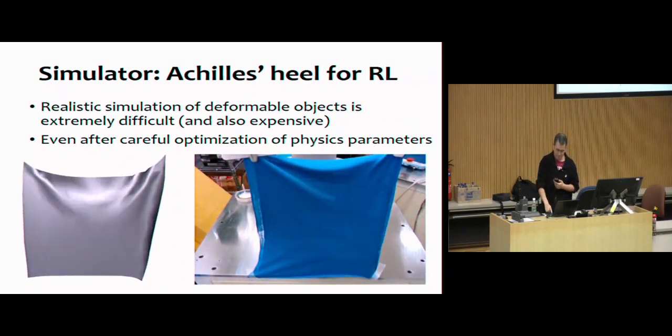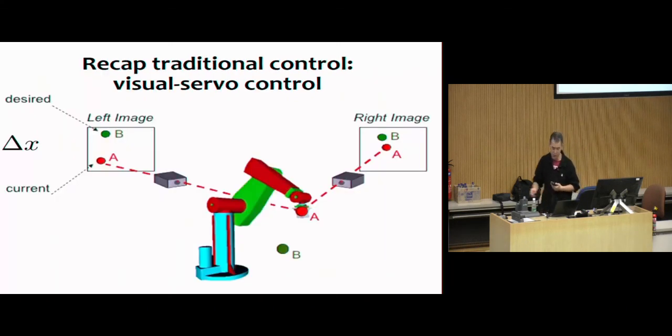Okay. So in order to avoid all these difficulties, what we are going to do is that we finally decide to use the traditional control, and in particular, the visual servo control. Okay, the idea is very simple. The robot observes some images while it goes. So for example, there are two points on the cloth, and then you know that I want to move the cloth point from A to B. I have some arrow in the image space.